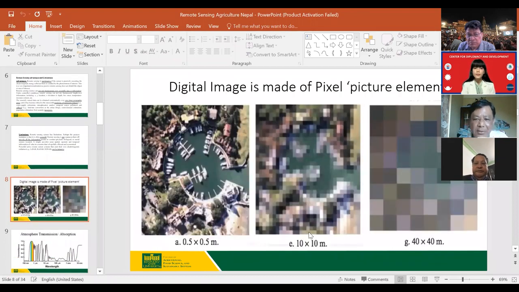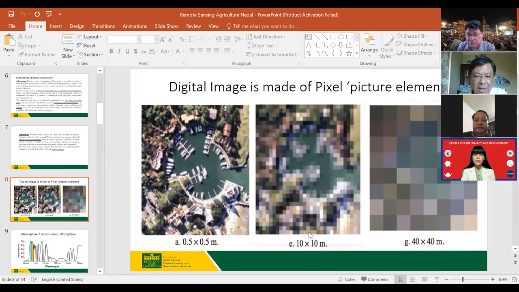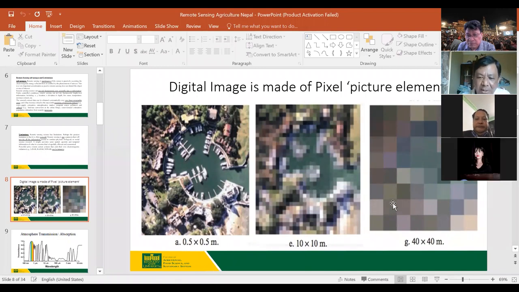Okay. Now, here is a typical image. Here you have an image with 0.5 by 0.5 meter resolution. Now here you go with 10 meter by 10 meter, and here 40 by 40 kind of stuff. Depending on what accuracy you are looking at, for example, if you're talking about urban planning, then you need this kind of accuracy, because you need to see all the differences.